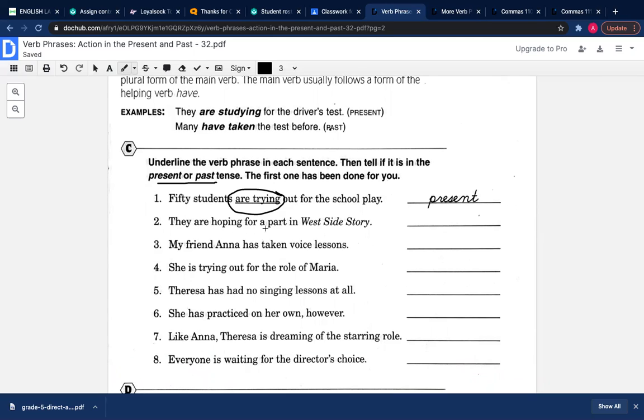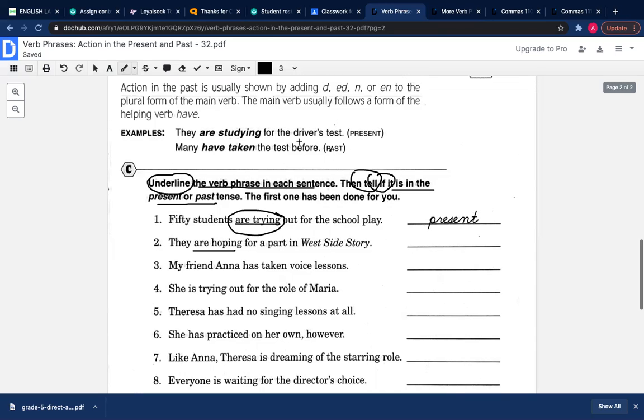They are hoping for a part in West Side Story. Okay, they is our subject. What are they doing? They are hoping. We need to underline the verb phrase in the sentence and then tell if it is past or present by writing it on the line. So, are hoping, that is also present because they are doing it right now. So we need to write the word present on the line.